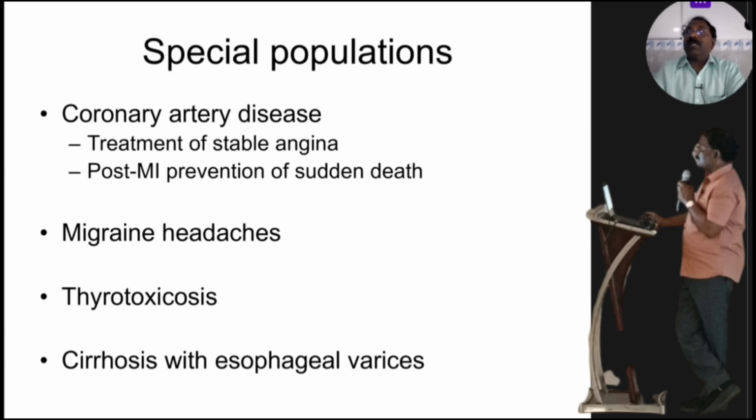Thyrotoxicosis, a very common indication. Here there is tachycardia, the people will be restless, etc. So definitely a good indication to use it is thyrotoxicosis. Here we use mostly propranolol, maybe 40 mg BD or 40 mg TID or 80 mg BD. Cirrhosis with esophageal varices, here we use the spironolactone.